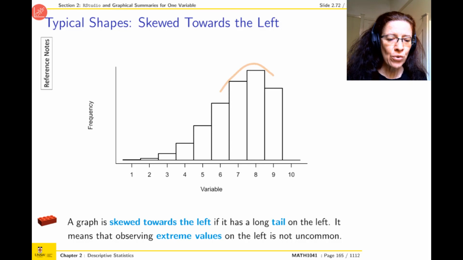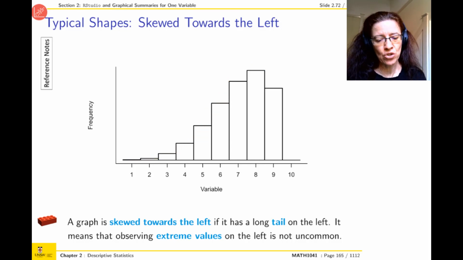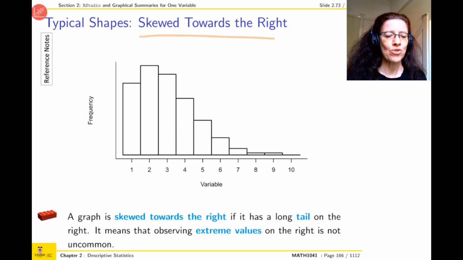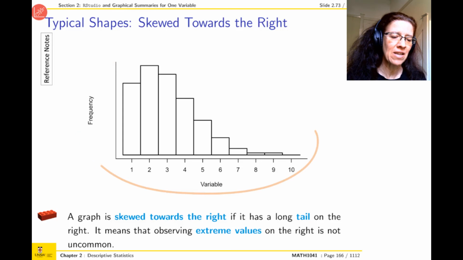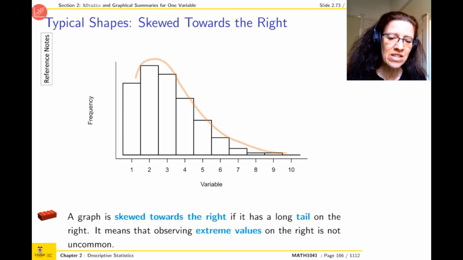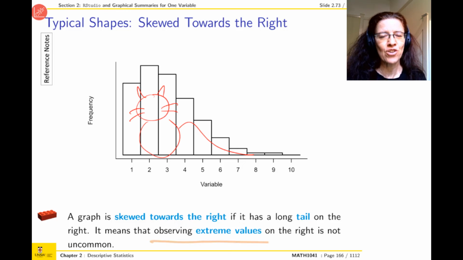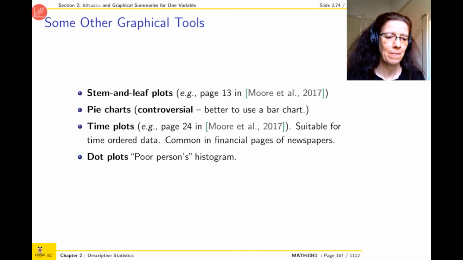So left skewed, or skewed towards the left, means there's a long tail on the left, so it's not unusual to observe extreme values on the left. Right skewed, or skewed towards the right, obviously is going to be the other one, where you're going to get this long tail on the right. So it's not unusual to have large or extreme values on the right.